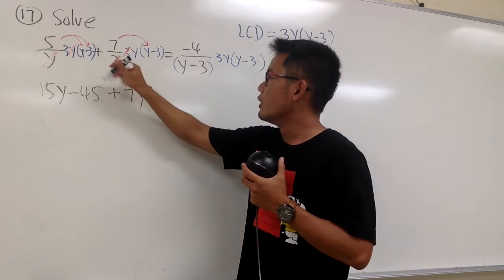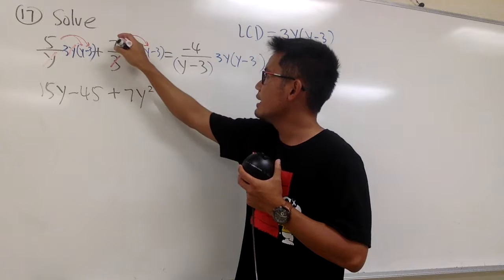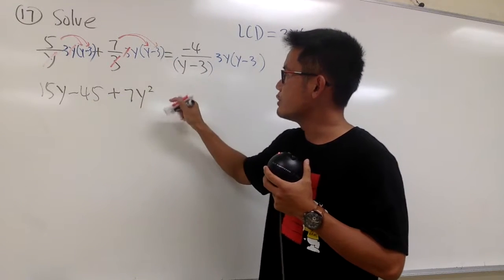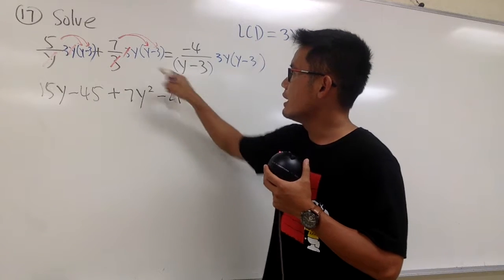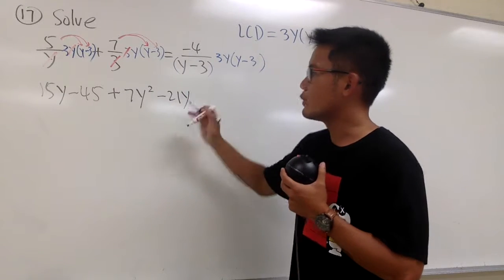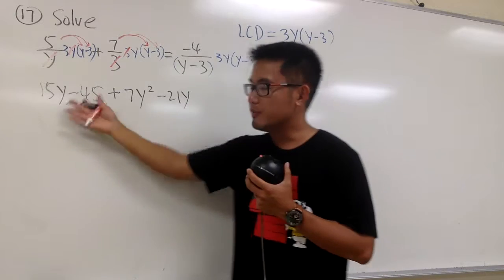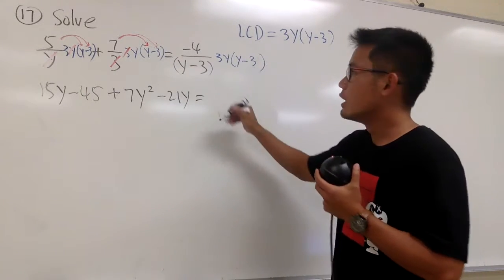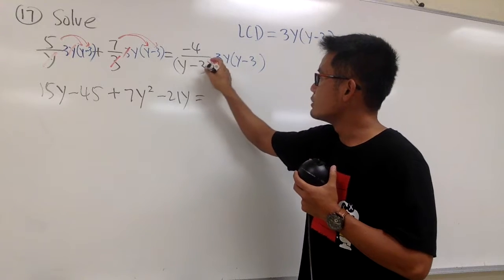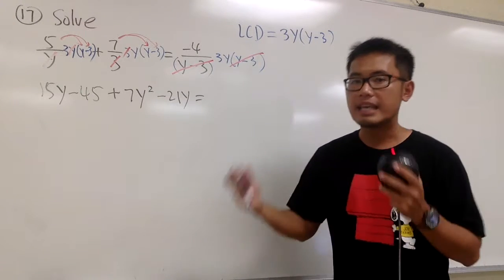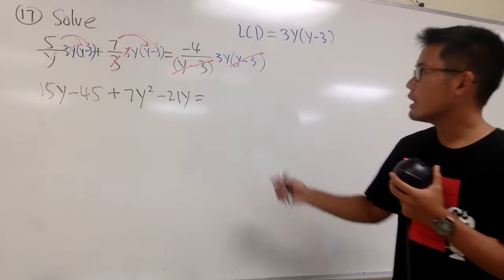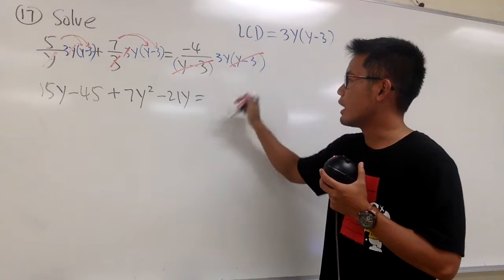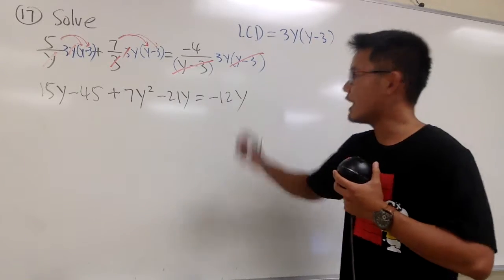And to continue, we will have positive 7y times negative 3. Positive 7 times negative 3 is negative 21. And then don't forget, we will have to put on the y right here. So this finishes up the left-hand side. And now, for the right-hand side here, you see that the y minus 3 and this y minus 3 cancel each other out right away. At the end, we multiply this and that together. Negative 4 times 3y, that's negative 12y.